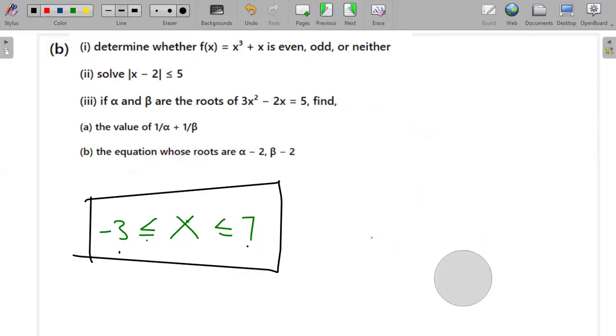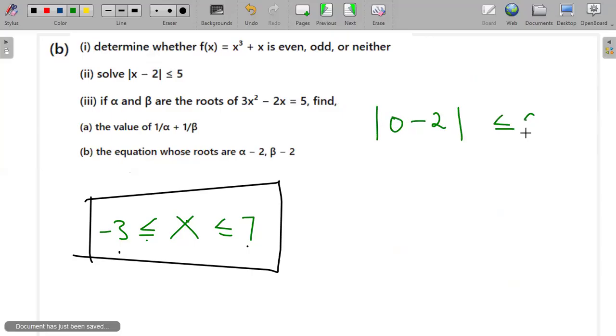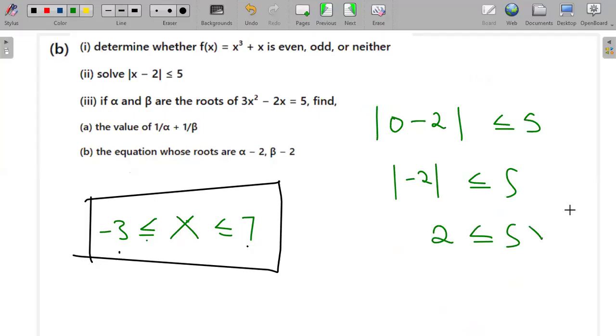So for example, let's take maybe 0, because 0 is between there. If I do modulus of 0 minus 2, this is less than 5. This will just simply be modulus of minus 2 less than 5. Modulus of any negative number is positive, which is less than what? 5. So it works. Any number between minus 3 and 7 is going to work in this inequality. Okay, any questions there?